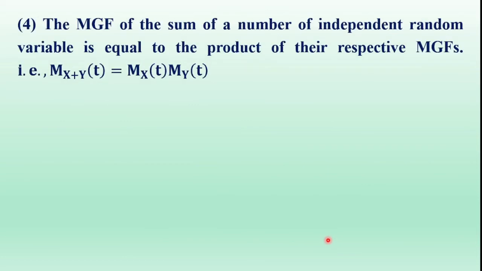Next, the fourth property is: the moment generating function of the sum of a number of independent random variables is equal to the product of their respective moment generating functions. So that is M suffix X+Y of t is equal to Mx(t) into My(t).